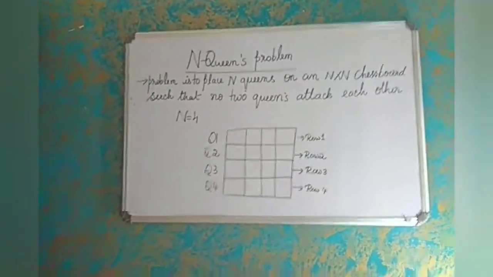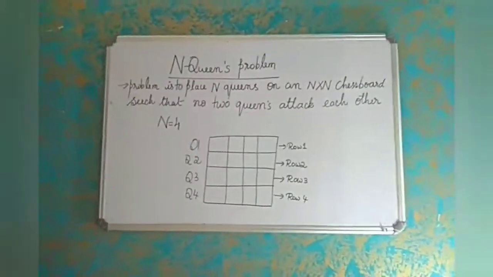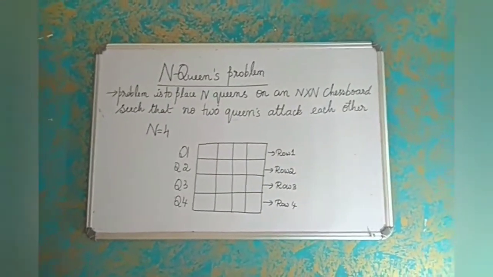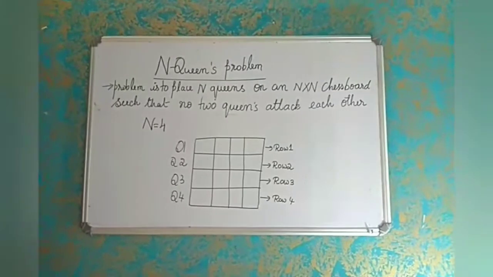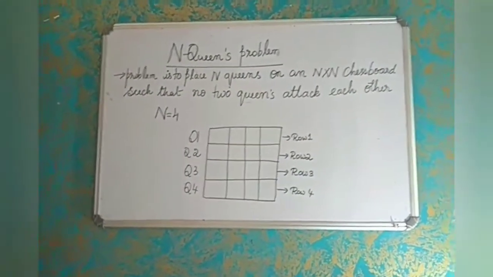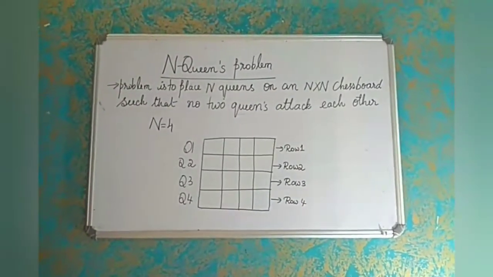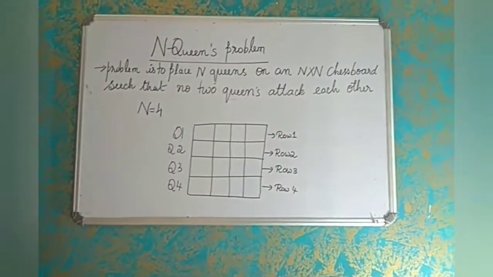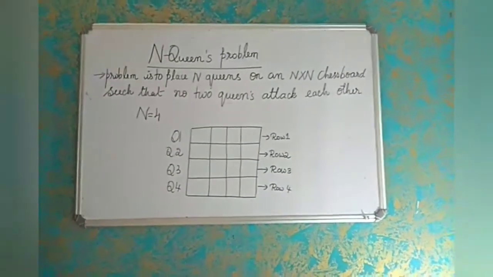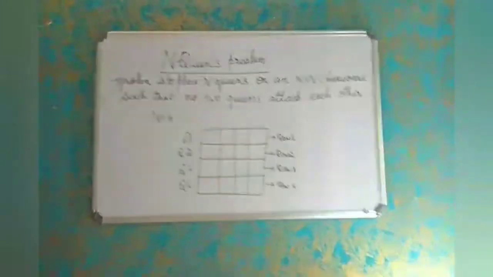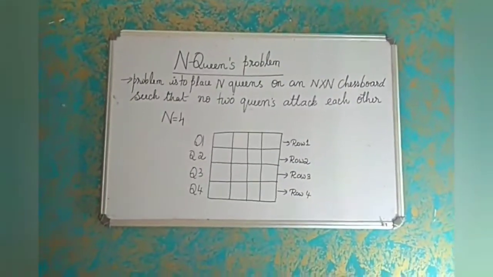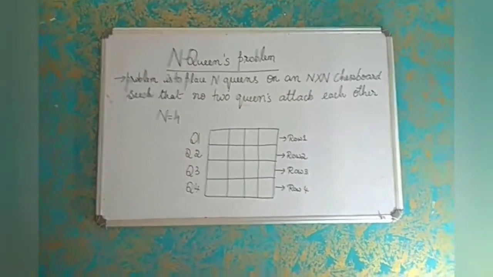So, in order to simplify this and reduce the total number of combinations, we'll make the assumption that queen 1, q1, must be in row 1, q2 must be in row 2, q3 must be in row 3, and q4 must be in row 4. Through this assumption, we are making sure that no two queens are in the same row. That is one of our conditions.